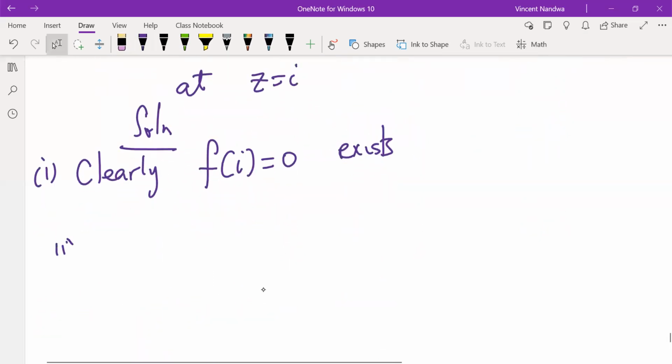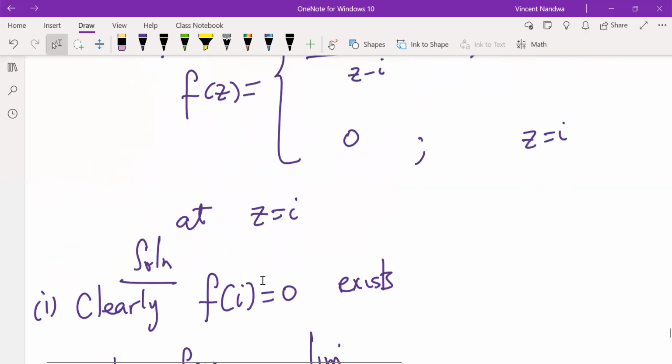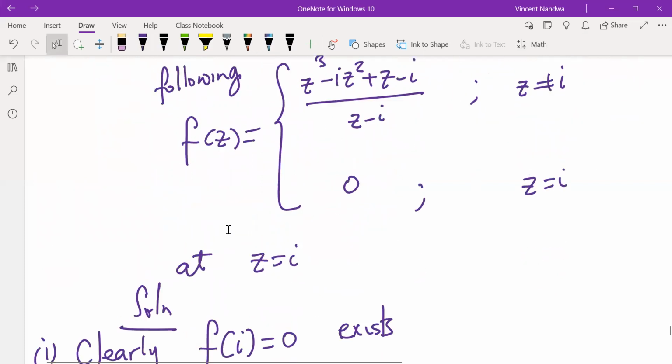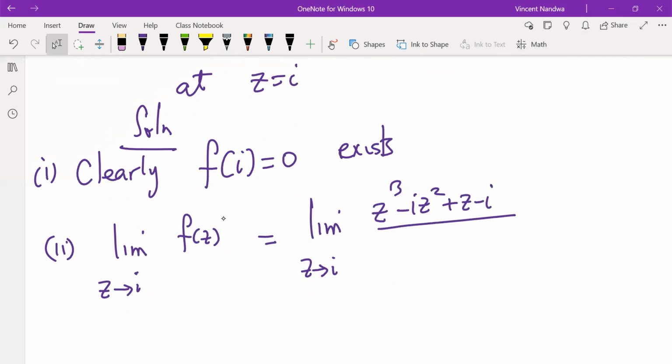So condition 2: the limit as z approaches i of f of z. Now as z approaches i, we are going to use the first formula in the function: z cubed minus i z squared plus z minus i over z minus i.